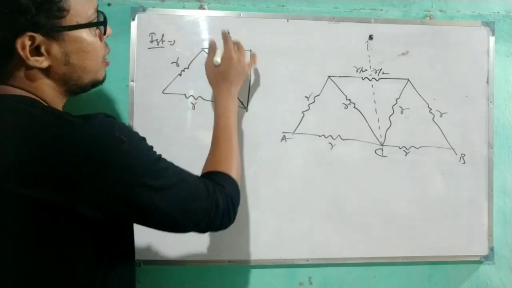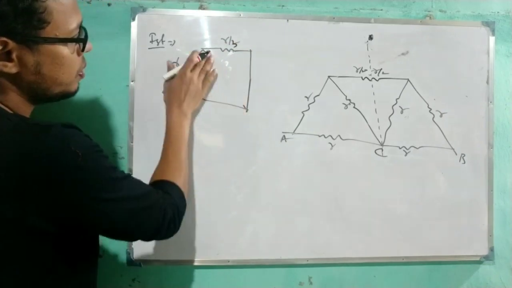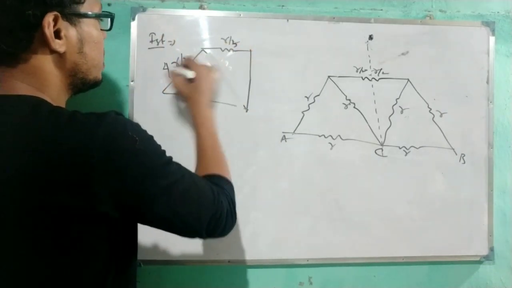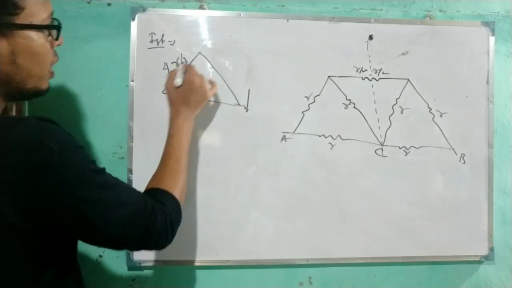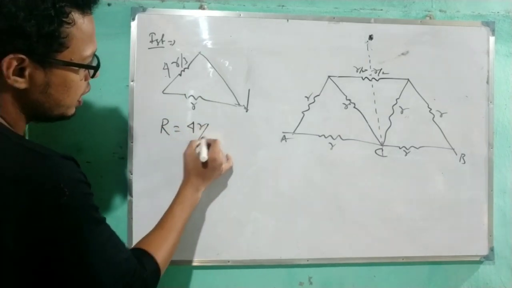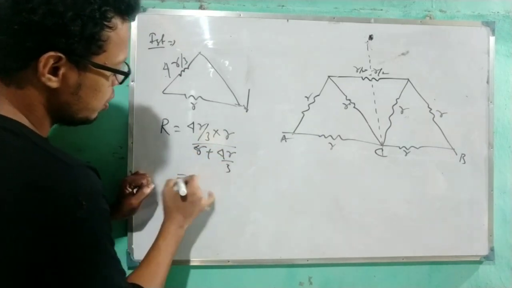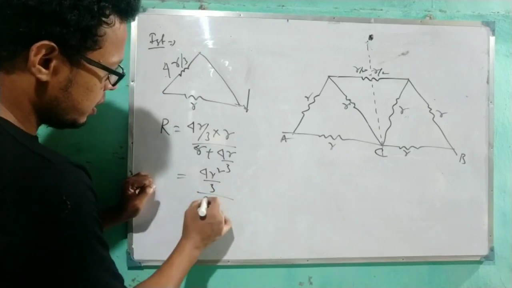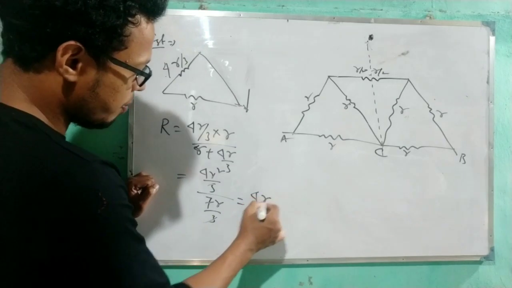So this will be R by 2 into that we have calculated, this will be R by 3. Okay. Now this R and R by 3 will come 4R by 3. They are in series. Now this 4R by 3 and R, that calculated. So 4R by 3 into R divided by R plus 4R by 3, which we will get 4R square by 3 divided by 7R by 3. 3 cancel, we are getting 4R by 7.